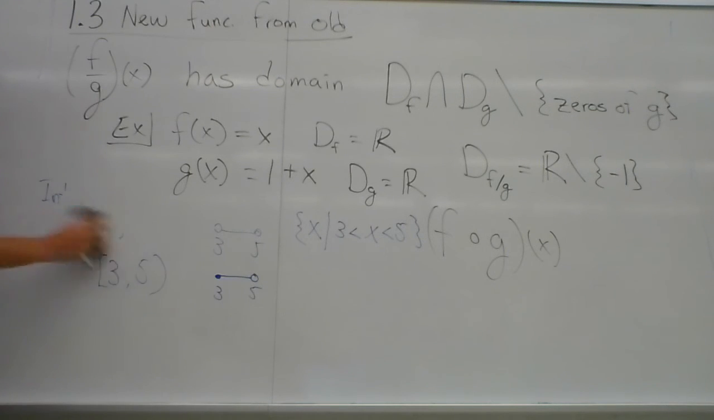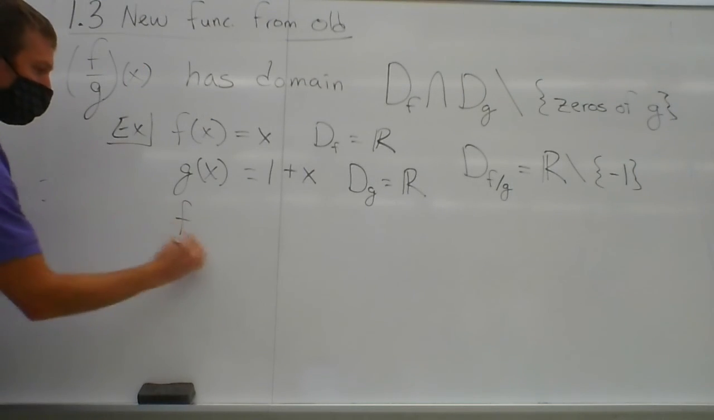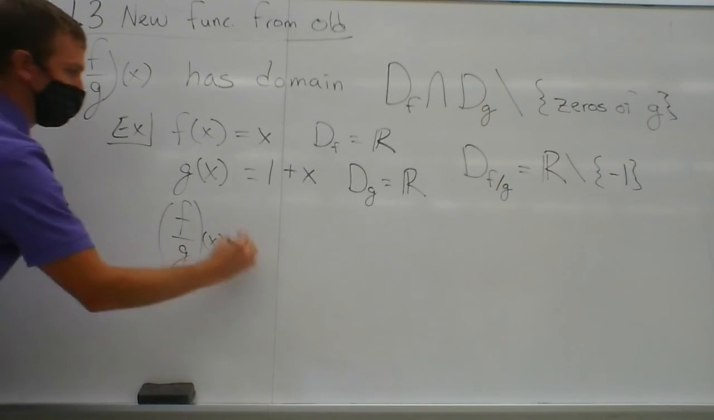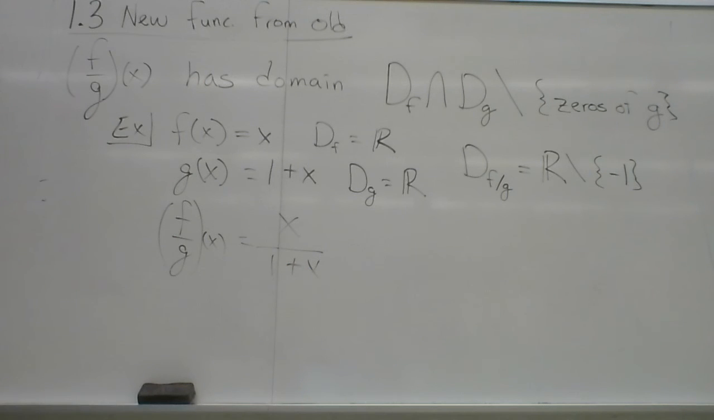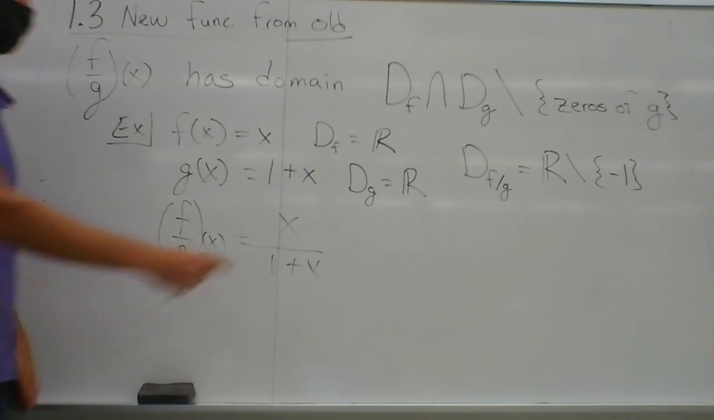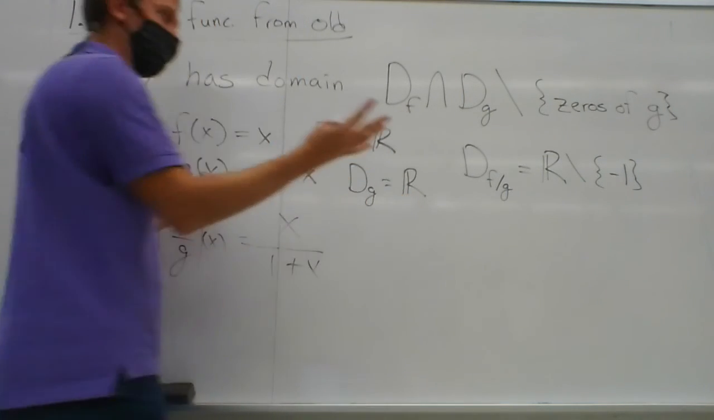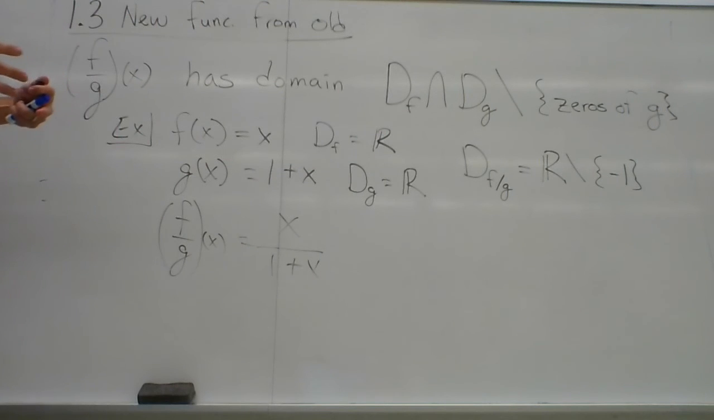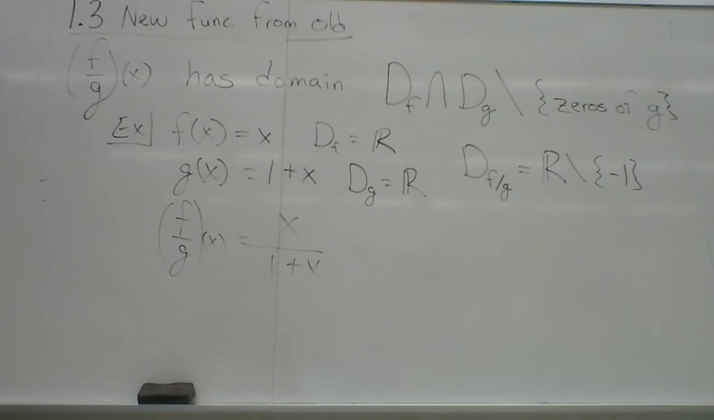Because if we wrote this out, it's pretty obvious. F over g of x is equal to x over 1 plus x. And if we plug in negative 1, we divide by 0. So in that first example, we were dividing by 1 plus sine of x, remember? The domain of the numerator, cosine, was any real angle, any real number. The domain of the denominator was, again, any real number. But we had to take out all those multiples of 360 minus 90 degrees or plus 270. Same thing here, with a simpler function.